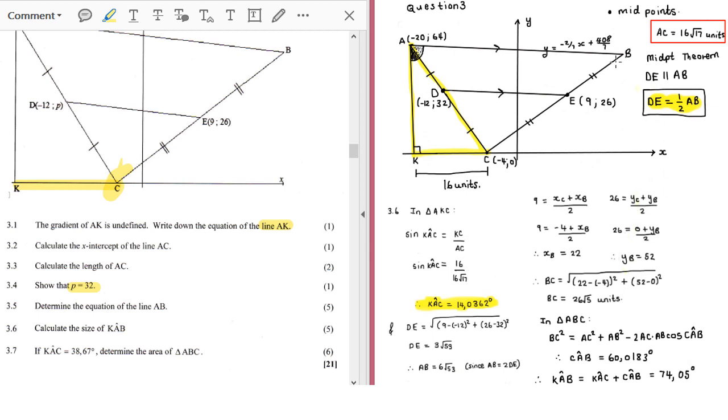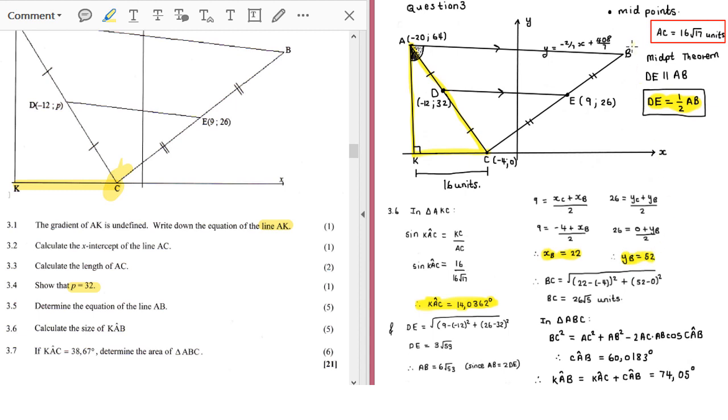And then it was necessary for me to calculate the coordinates at B so that I can calculate the distance BC, right? So in order to get the coordinates at B, we use this midpoint, point E, and we basically say that the x value at that midpoint, which is 9, is equal to the x value at C plus the x value at B divided by 2. That makes the x value at B equal 22, and then you do the same calculation for the y values to give you that the y value at B is equal to 52.